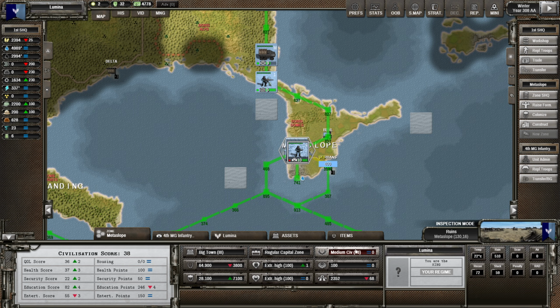This is quite a complex thing. So here goes. You've got your health, security, education, and entertainment. This is your score, but these are the actual points you're getting from your assets. The calculations are a little bit more complex. So this actually tells you, I think it tells you the formula. Yeah, quality of life points get divided by the city level to arrive at the quality of life score.